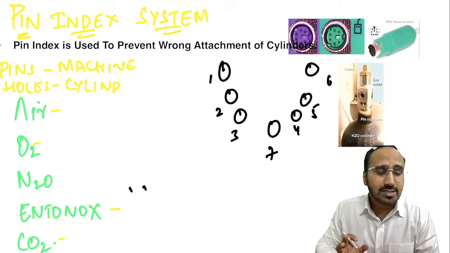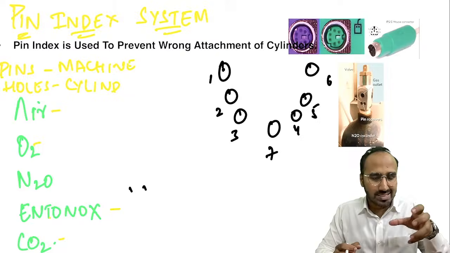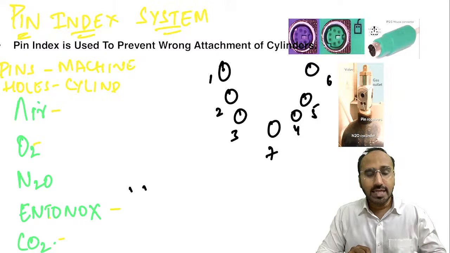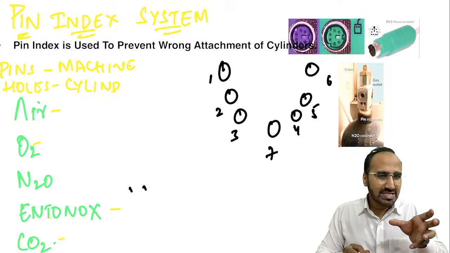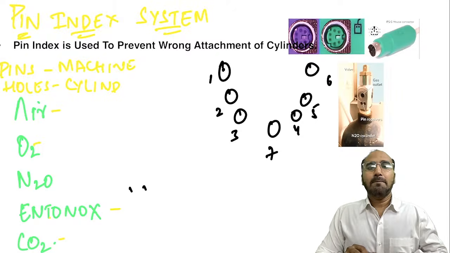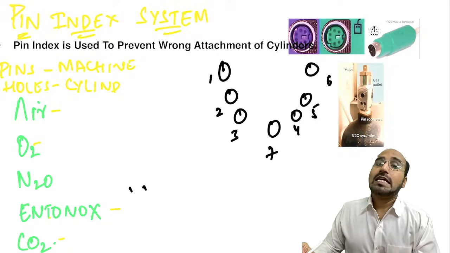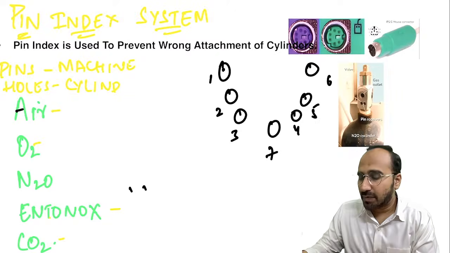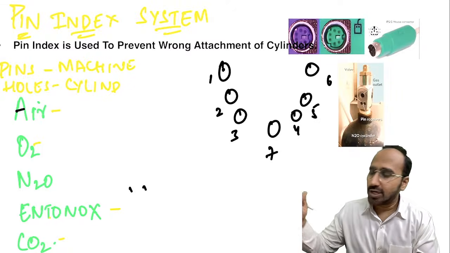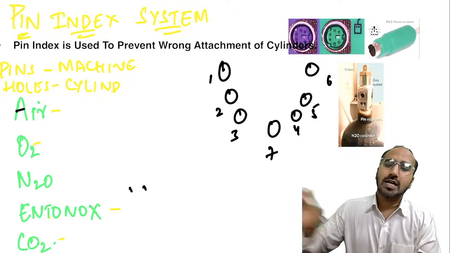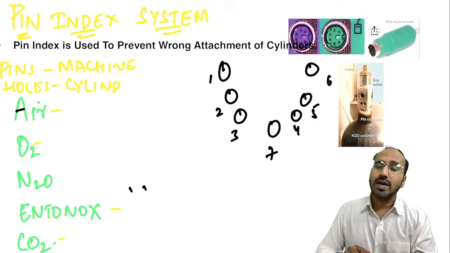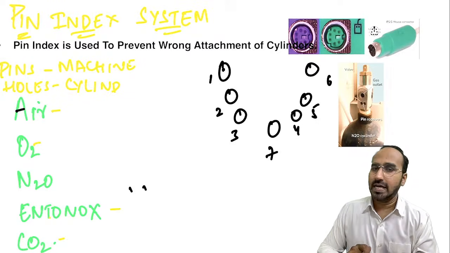Next, cylinders are attached to the machine with the help of a steel assembly called as yoke valve assembly. In the yoke valve assembly, there are pins and holes. Pins are present on the machine and holes are present on the cylinder. Just look over here, guys. There, in the yoke valve assembly, there is a system that prevents wrong attachment of the cylinder. I cannot take oxygen cylinder and put into the nitrous port and all. It won't attach. Why? Because different cylinders are given different pin index system.